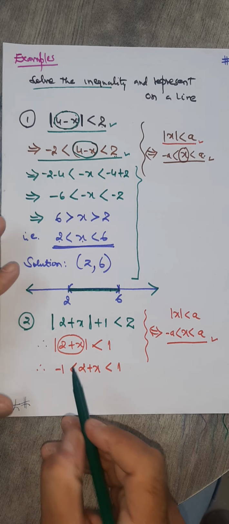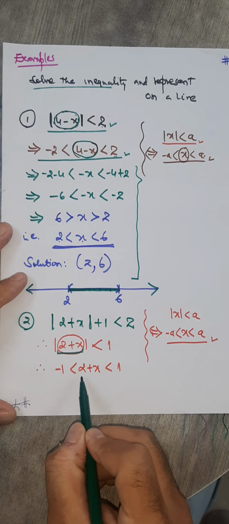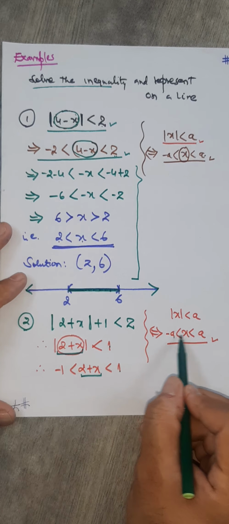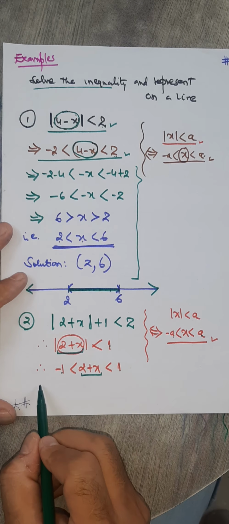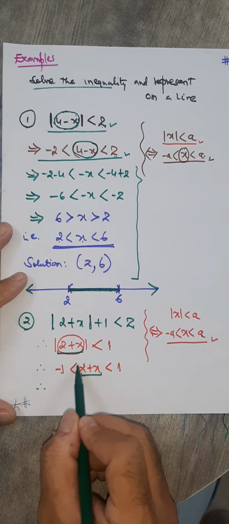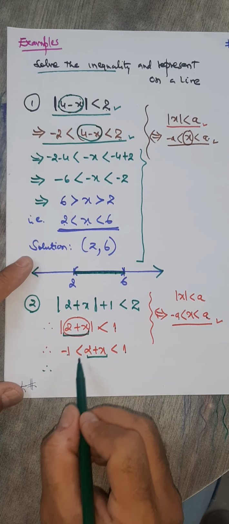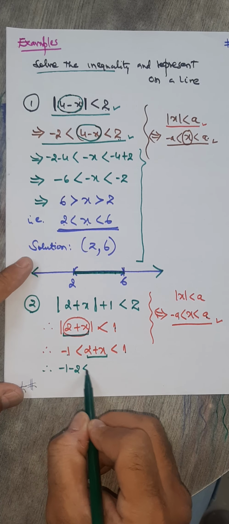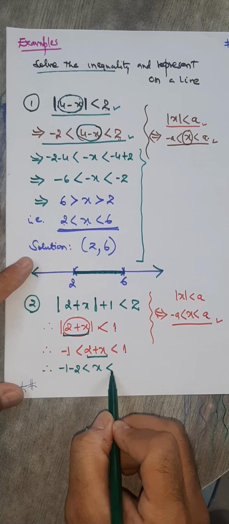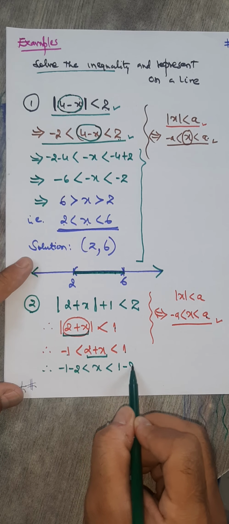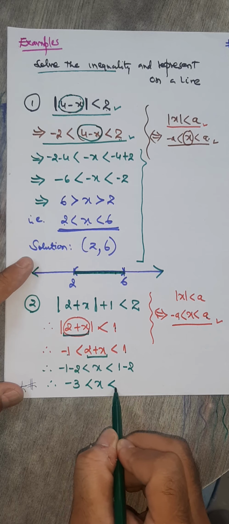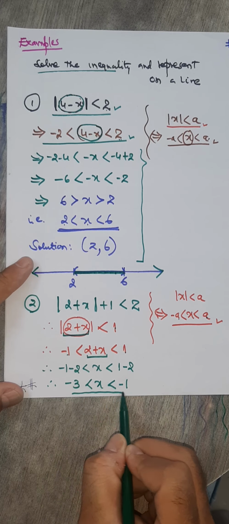You imagine this is like x. So this number is between minus a to a, that is from -1 to 1. Now you don't want this 2. So as we did earlier, what do we do? We subtract 2 throughout. -1 minus 2, x, less than 1 minus 2, you know. So this is -3 less than x less than -1. So this is a solution.